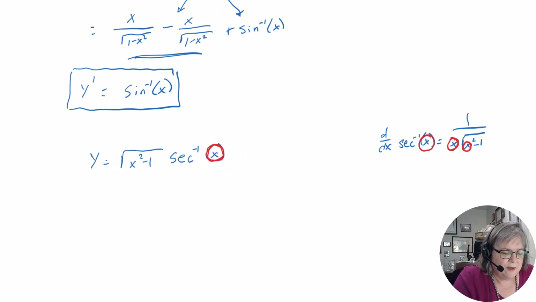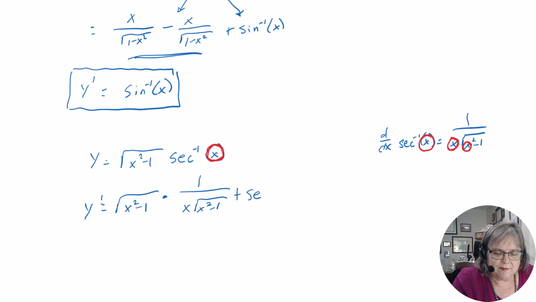And it's the product rule. So y prime is the first times the derivative of the second, which is 1 over x square root of x squared minus 1, plus the second times the derivative of the first, which is x squared minus 1 to the 1/2. So this would be bring the power down, leave the inside alone, take 1 off the power, loop back in and take the derivative of the inside.